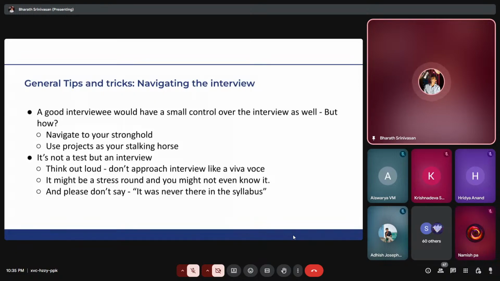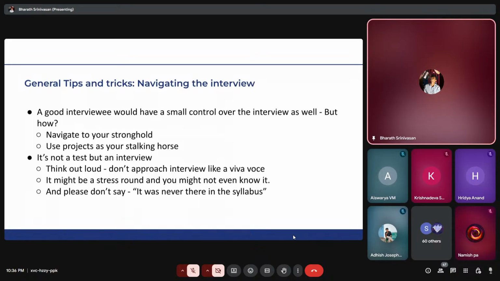Just say you don't know it. You can figure it out and come back to them. I haven't checked it out, that's okay. But don't say it was never there in the syllabus. That's a very bad answer to give. Just say, I don't know this topic, or I haven't explored it very much, but I can learn about it and come back to you.